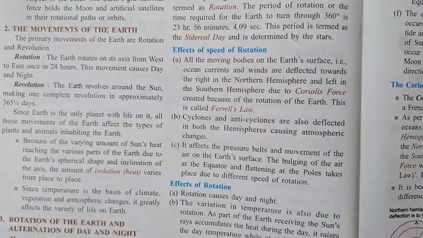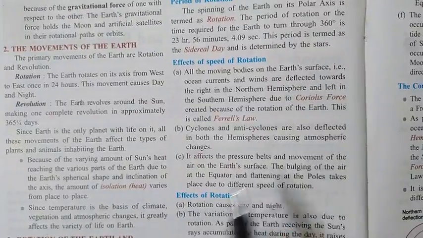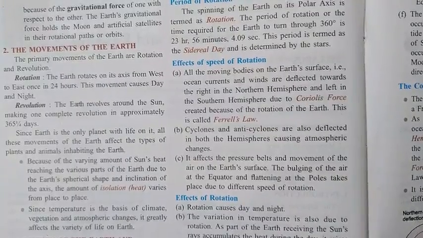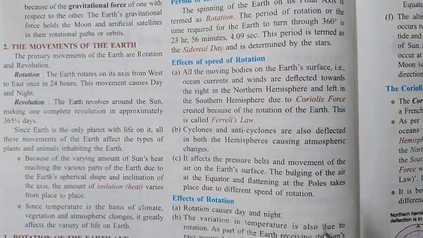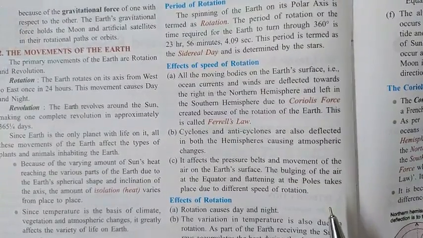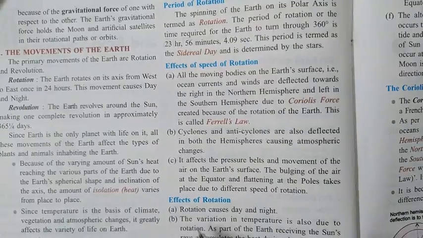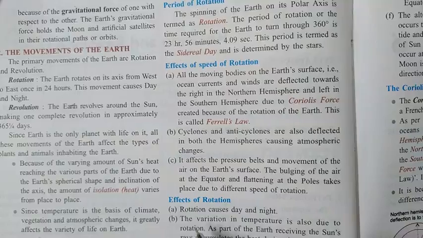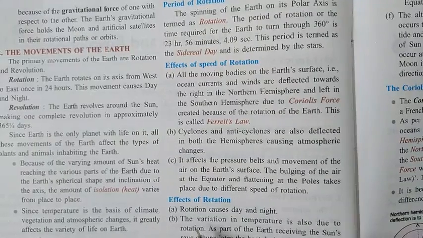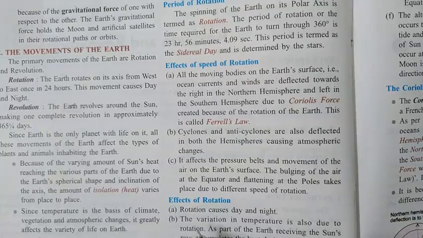Now as the Earth rotates on its axis, different effects can be seen. The first effect is that as the Earth rotates, it creates a Coriolis force. What happens is that all the moving bodies, that is the ocean currents and the winds, deflect towards the right hand side in the northern hemisphere, while in the southern hemisphere they deflect towards the left hand side.